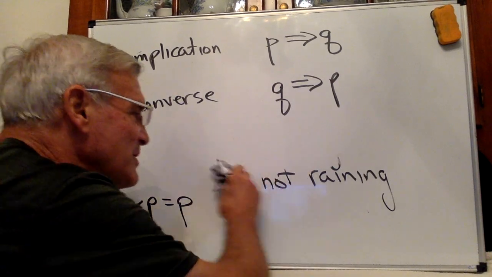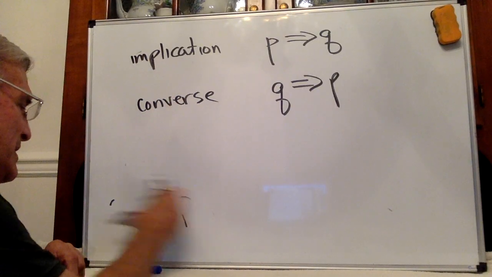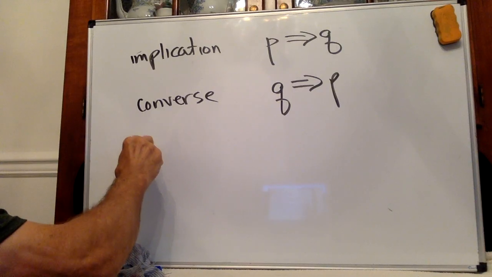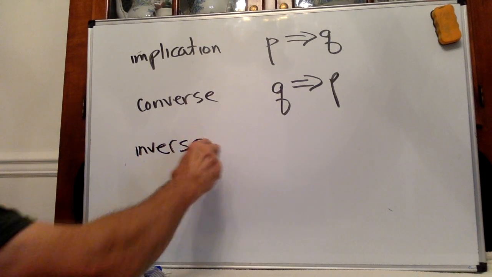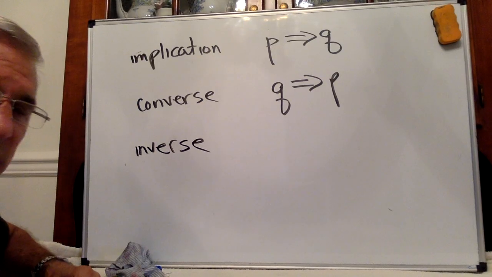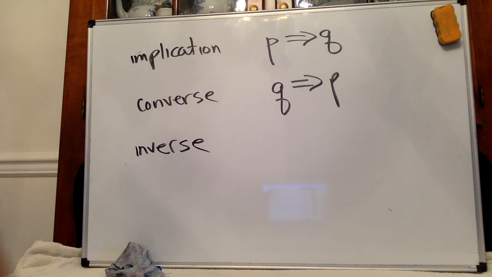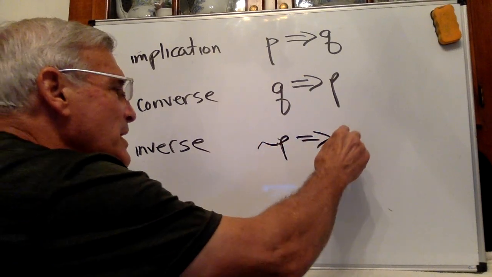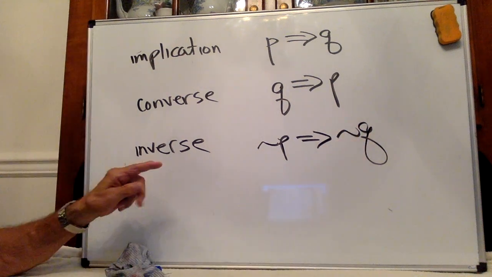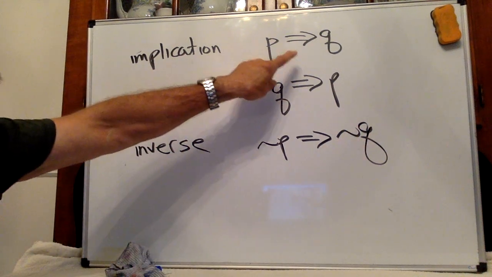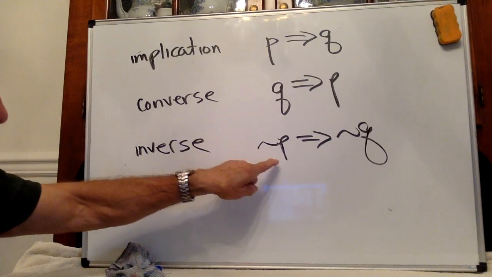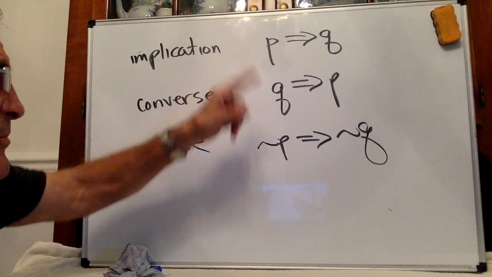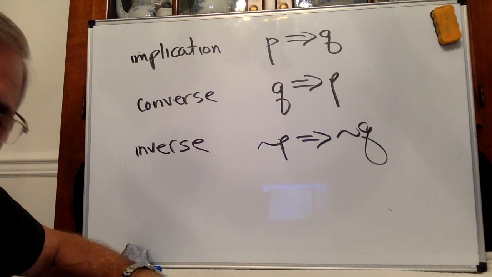Now, why did I give you this? Because there are two other types of statements we're going to talk about. The original implication, the converse, the inverse. The inverse of a statement is found by negating both halves of your original implication. So if my original implication is if P, then Q, the inverse is if not P, then not Q. You take the original implication and negate both sides.